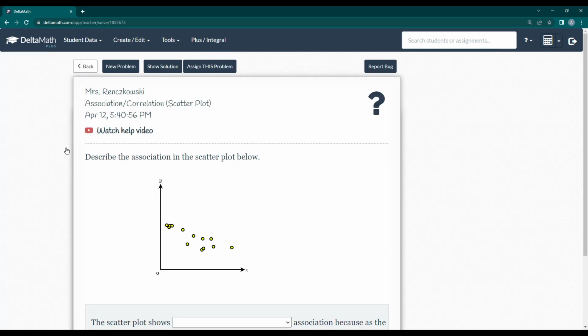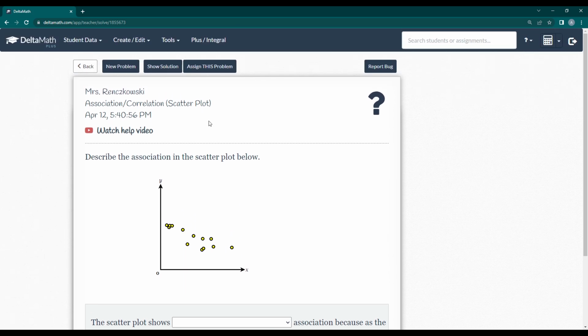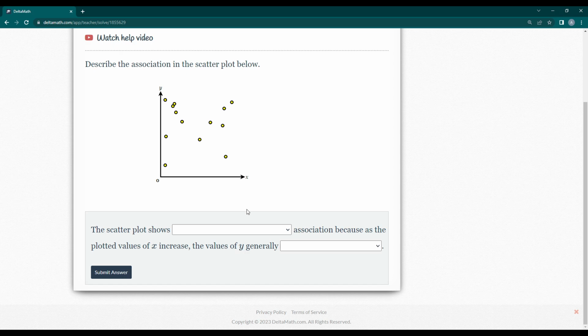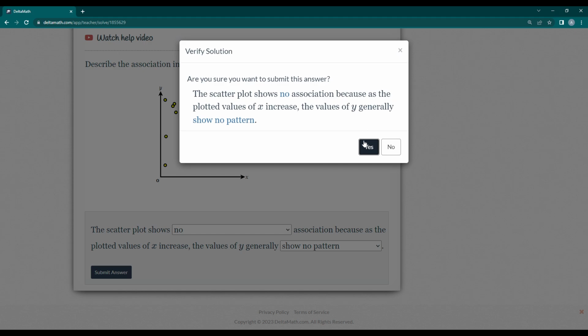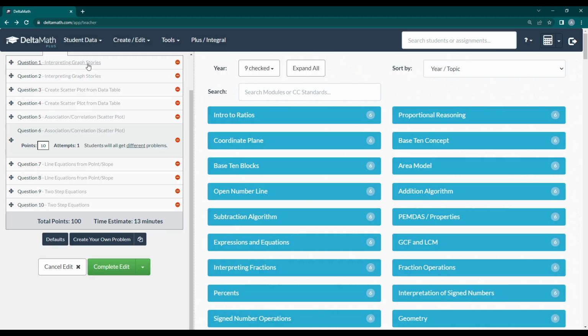Question number 6. Same idea. Oh, if I look at this one, this is also another negative one. Let's get a different one. All right, this one right here. So if I look, all these dots are all over the place. So there is no association because the dots are all over the place. They show no pattern is what it truly says. And there they go. Because they're all over the place, there's no pattern.